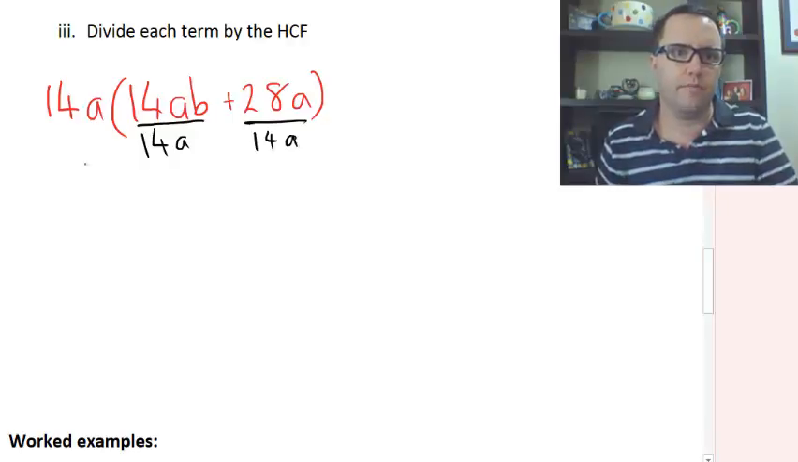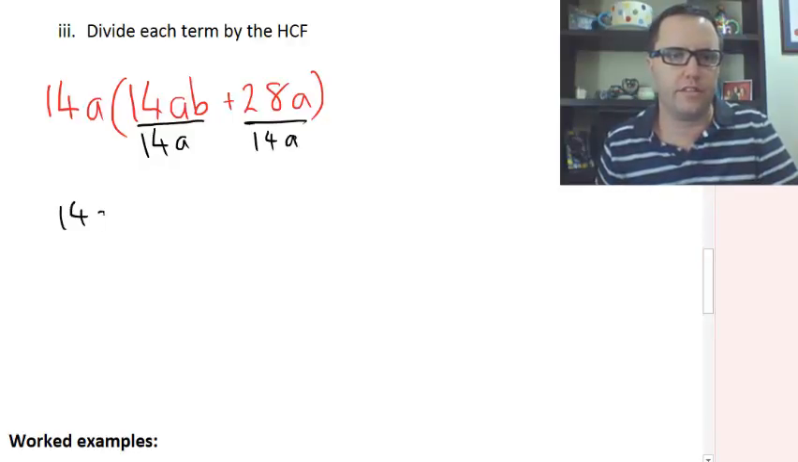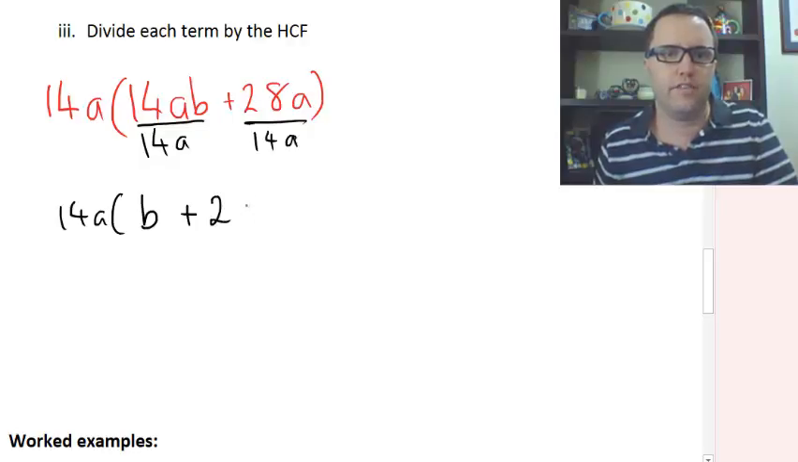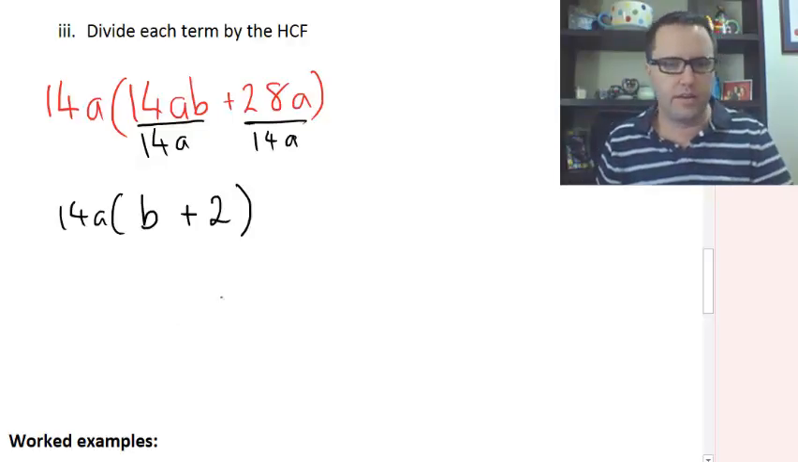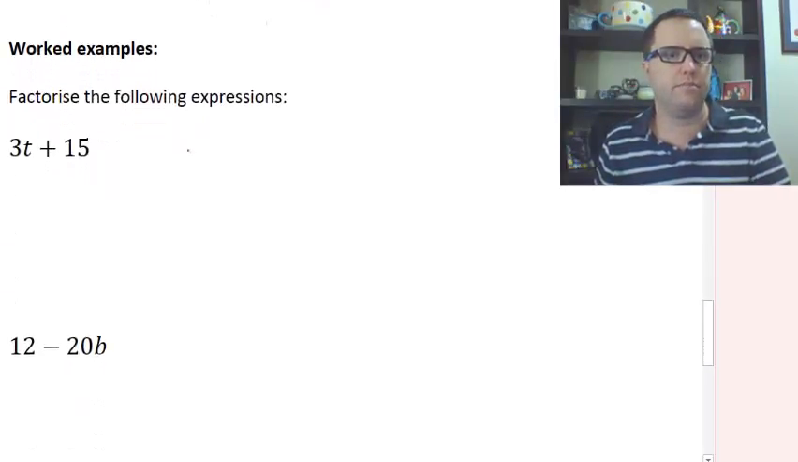So leave the 14a out at the front. 14 divided by 14 is 1. ab divided by a is b, so we're just left with b here. Plus 28 over 14 is 2, and a over a is 1, so that's all we're left with. So that's the process that we're going to go through. Now we'll have a look at a whole bunch of examples.